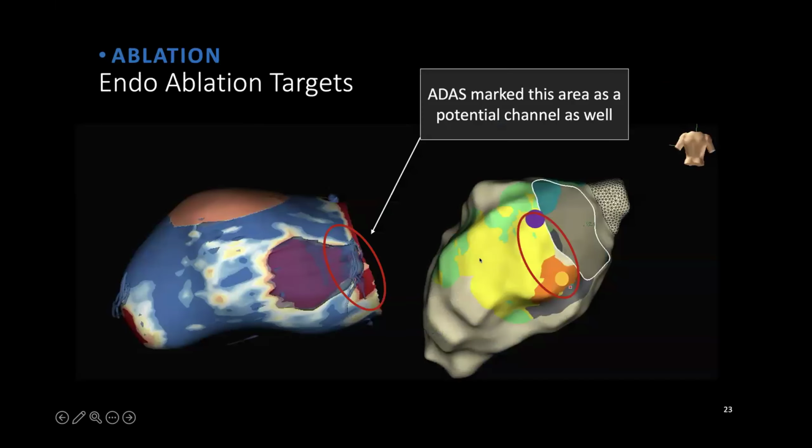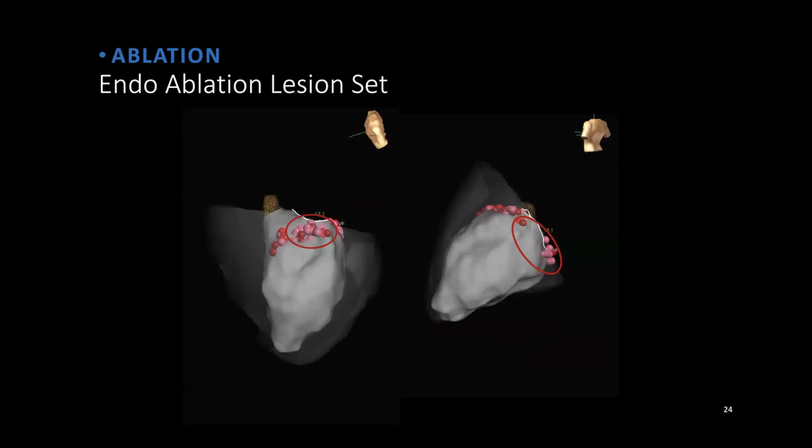So at this time we need to make a decision about what our lesion sets or configuration is going to be. We started endocardially first because it was the easiest approach. We were already there, and second, we are less susceptible to damaging some structure in the epicardial space. So this is the lesion configuration.